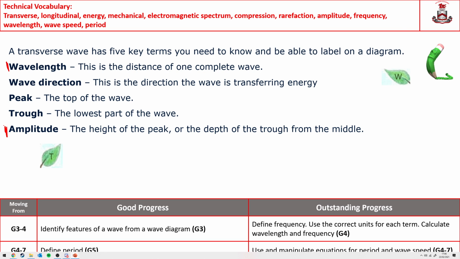Okay? A wave direction, that's straightforward enough. Which direction is the wave going in? You need to know this because then it helps you identify whether it's a transverse or a longitudinal wave. The peak is the top of the wave. The trough is the lowest point of the wave. And the amplitude is the height of the peak from the middle, or the depth of the trough from the middle. It will be the same thing.